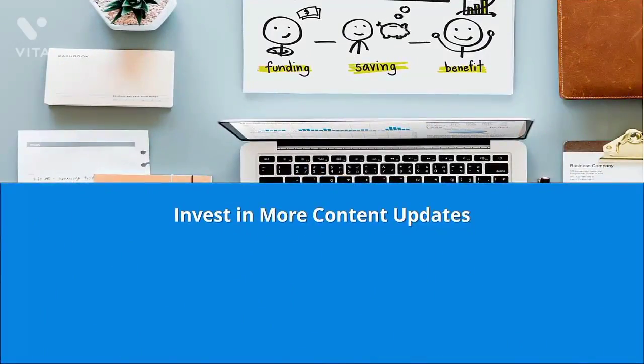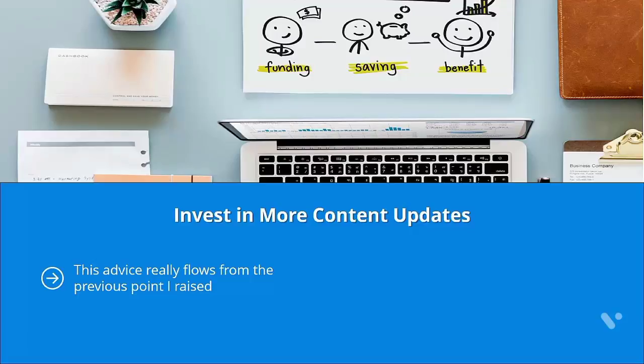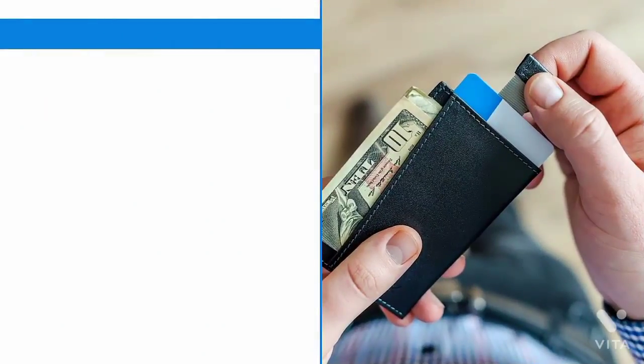Invest in more content updates. This advice really flows from the previous point I raised. If you're going to be investing in more original content, automatically you will be investing in more content updates. You will have a lot more original materials to share. These two actions go together. Regardless, you need to step it up in terms of content updates so you can pack a lot more value.